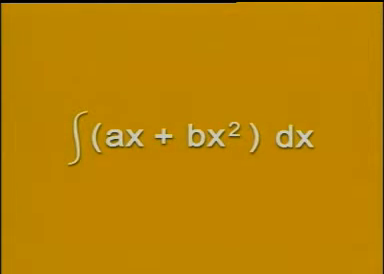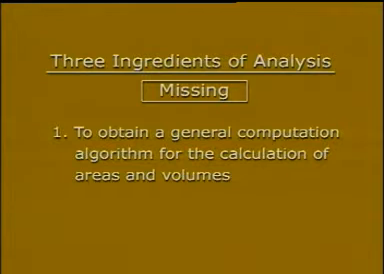However, 3 indispensable ingredients of analysis were completely missing in his work. Firstly, no attempt was made by him to obtain a general computation algorithm for the calculation of areas and volumes. So, for every attempted problem, a new computation was undertaken without ever realizing the analogy between proofs.